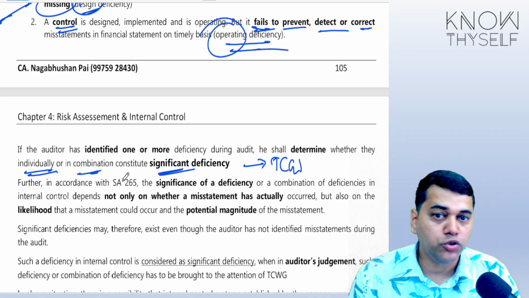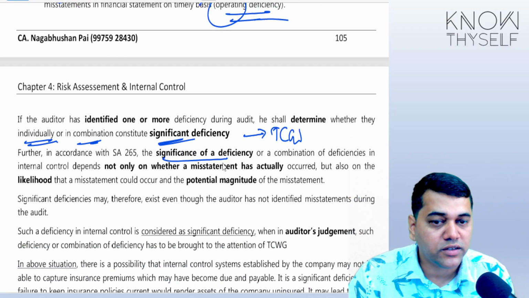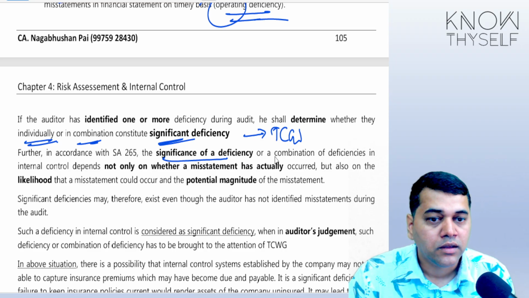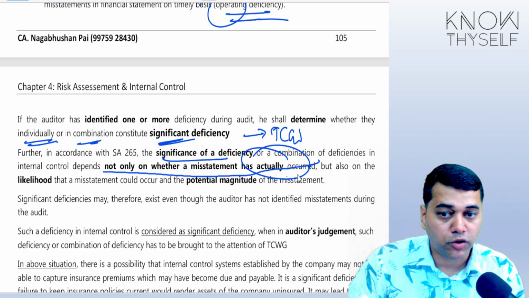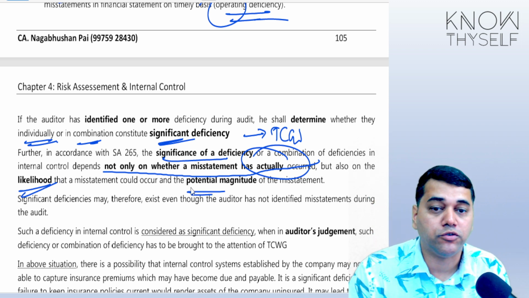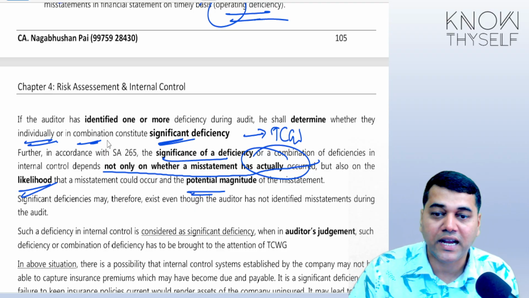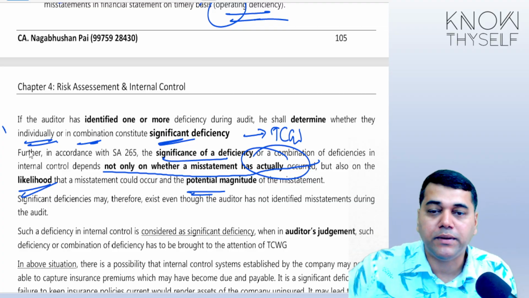So what are you supposed to do? You are supposed to communicate to the management. SA 265 says, if you have got a significant deficiency, it is not only whether a misstatement has actually occurred, that means it is not that it should have occurred; the likelihood is also going to cause the potential magnitude. That means if the deficiency is there, like I told you, petrol, fire, it's not that it should have happened.